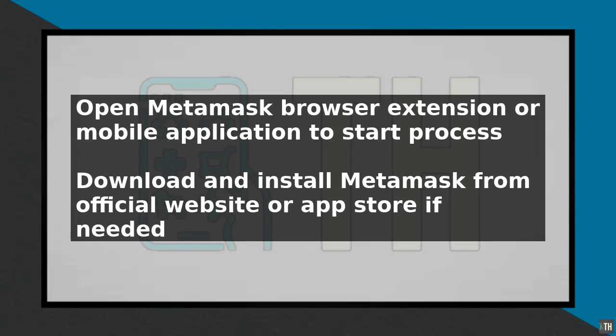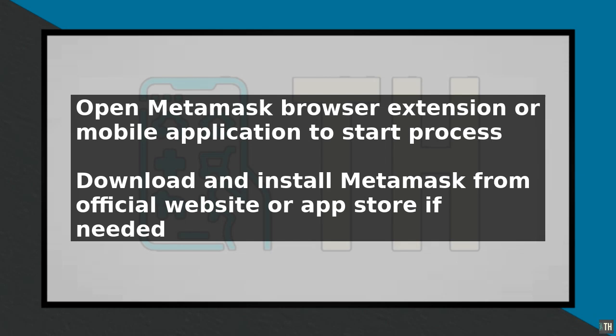To add Core to Metamask, start by opening the Metamask browser extension or mobile application. If you do not have Metamask installed, download and install it from the official website or App Store. Once Metamask is open, click on the Add Network button. This will prompt a new window to appear where you can enter the network details.